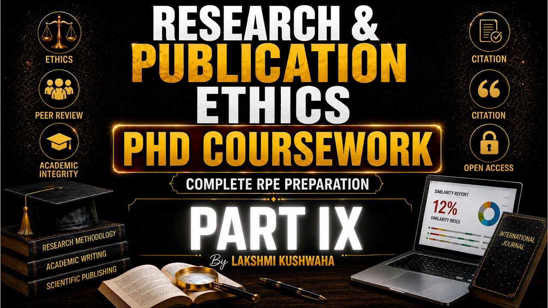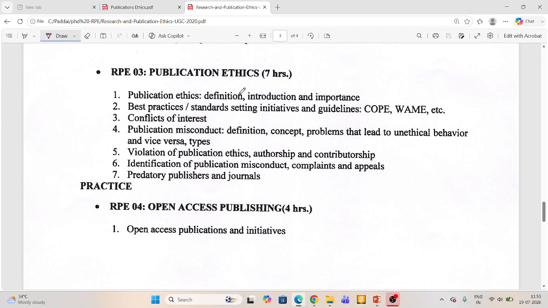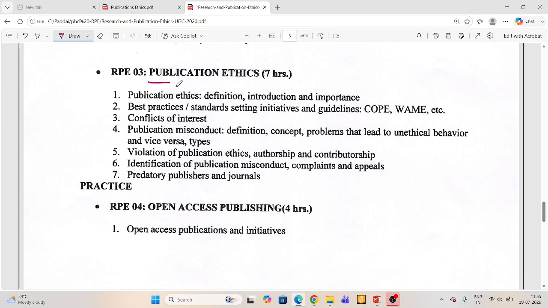So this is part 9 for Research and Publication Ethics PhD coursework. In the previous class we completed unit number 2 and now we will be starting another unit. Specifically, this is unit number 3, and in today's session we are going to cover publication ethics: definition, introduction, importance, best practices, and the standard initiatives taken up or guidelines given by COPE and WAME, and the conflict of interest. In the next video we will be continuing with another part.